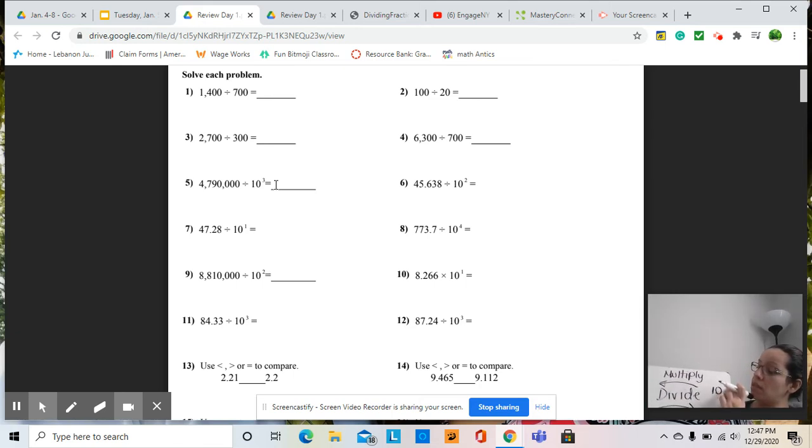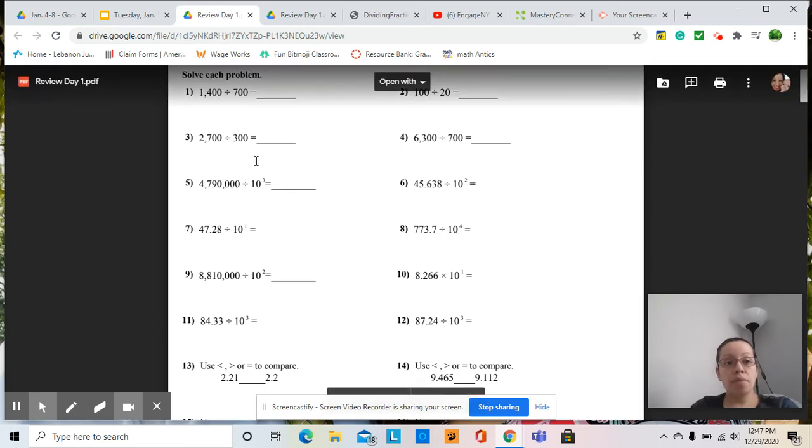If the power was the power of 3, then you would move forward 3 places, or you would move backward 3 spaces. If the power was a power of 6, then you would move 6 spaces forward if you're multiplying, but if you're dividing, you would move 6 places backward. So that is our mini lesson for today.